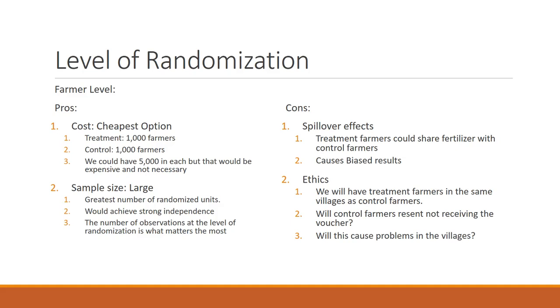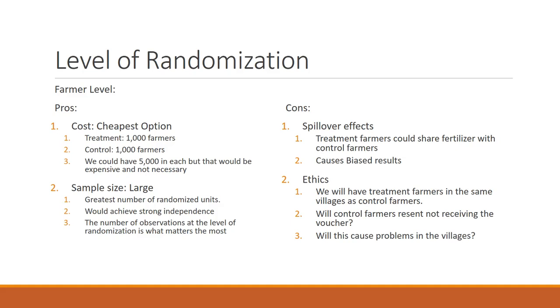To achieve that strong statistical independence, we want a large sample size, which means that if we randomize at the farmer level, we have a very big sample size. We have 10,000. So I'm going to talk about this one first. At that farmer level, we have this big sample size. That's going to mean it's way easier for us to get that statistical independence that we want. It's going to be way easier for us to conclude that the treatment farmers will be the same as the control farmers on average. So a big advantage is that the sample size is bigger.